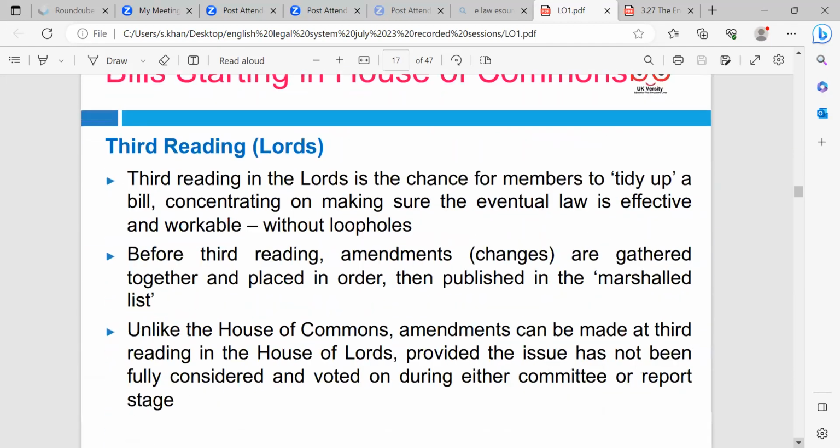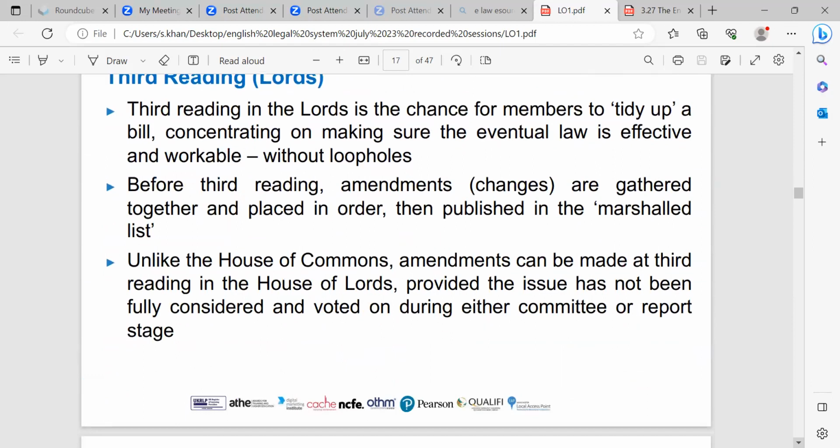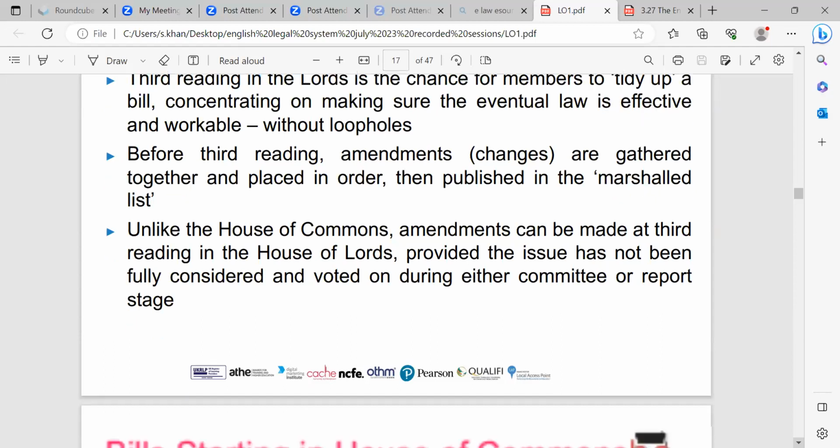The third reading in the Lords. Third reading in the Lords is the chance for members to tidy up a bill, concentrating on making sure the eventual law is effective and workable, without any loopholes. Before third reading, amendments and changes are gathered together and placed in order, then published in the marshalled list. Unlike the House of Commons, amendments can be made at third reading in the House of Lords, provided the issue has not been fully considered and voted on during either committee or report stage.